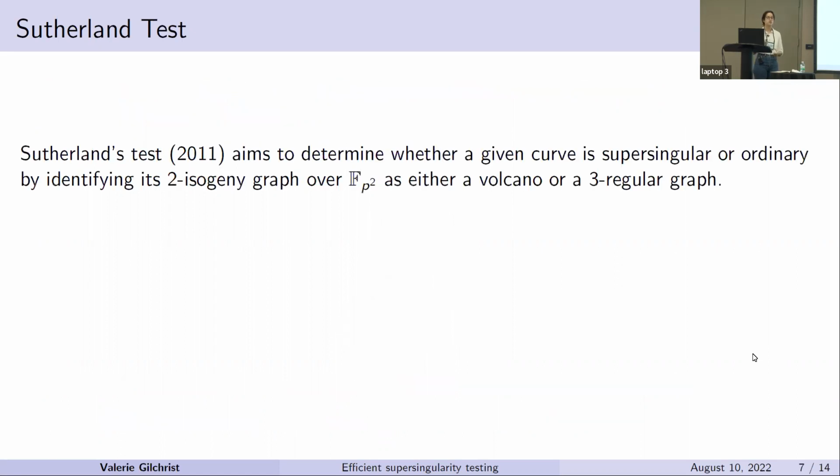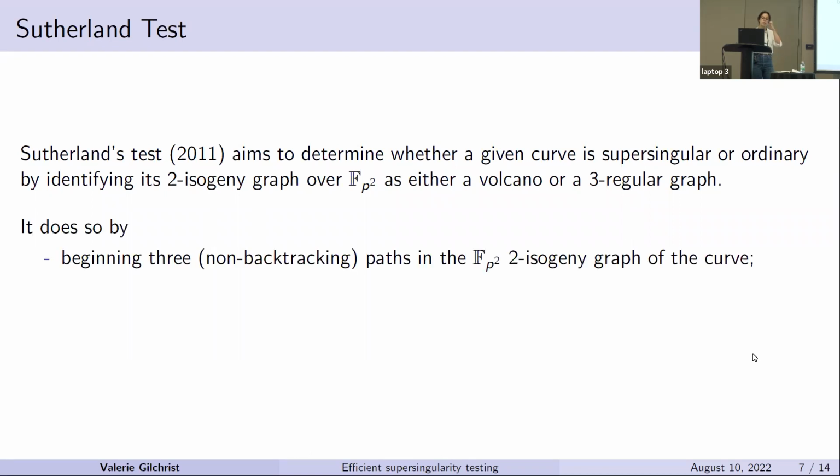So Sutherland's test, which was introduced in 2011, aims to determine whether a curve is supersingular or ordinary by looking at its isogeny graph over F_p squared. If it determines that the graph is a volcano, then we conclude that the curve is ordinary. If it's not, then it must be supersingular. And so how we're going to do this is we're going to start by constructing 3 non-backtracking paths in the graph. The reason we need these 3 paths is because up to 2 of them might get stuck in the crater at the top, but at least one of the paths is going to end up descending down the volcano. Once we start a descending path in a volcano, it will continue descending.